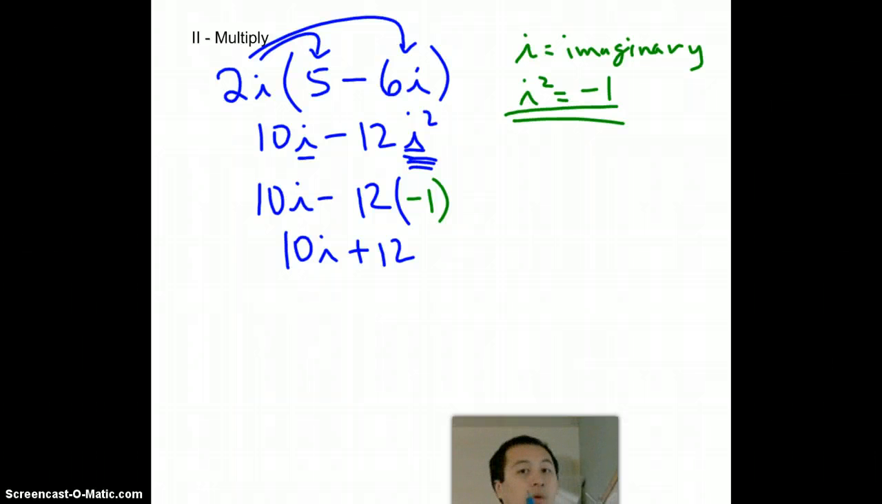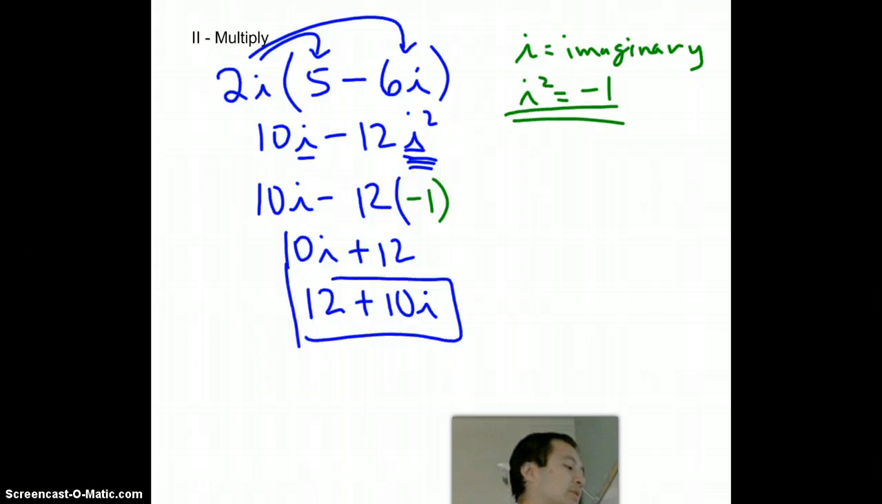And you're done. But hold on. Real with real, imaginary with imaginary. This will be 12 real first plus 10i. Remember, real is more important. Make sure you put the real first in your final answer. Alright, so far so good?